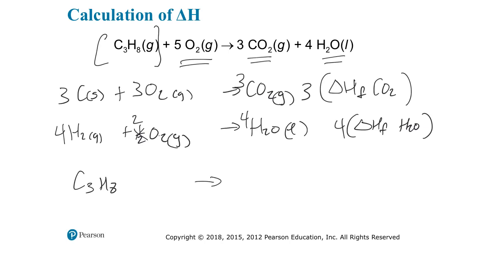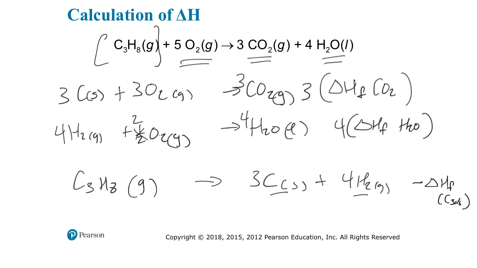So if propane reacts, it's going to go to 3 carbon solid plus 4 H2 gas. Another way of thinking of this is the elements that would form propane are carbon solid and 4 H2. So what I've done here for propane is I flipped the reaction. So I made this the negative delta HF of C3H8. And C3H8 here would be for it in the gas phase.